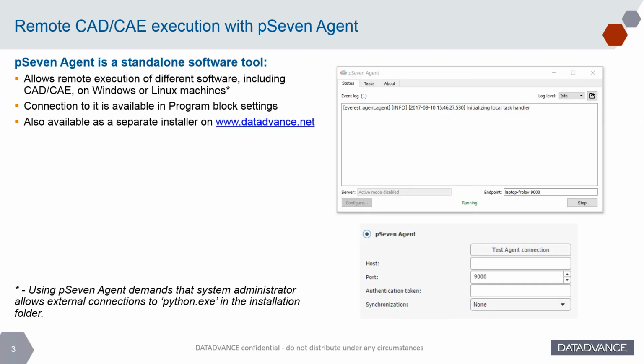Speaking about pSeven Agent, it's a simple standalone software tool that allows remote execution of different software, including CAD and CAE systems on remote Windows and Linux machines, as I said. The connection to pSeven Agent is available only through program block, and it comes together with the pSeven installation package, and it is also available as a separate installer on our website. By the way, to use pSeven Agent correctly, the system administrator must allow the external connection to the Python executable in the installation folder, so please keep that in mind.